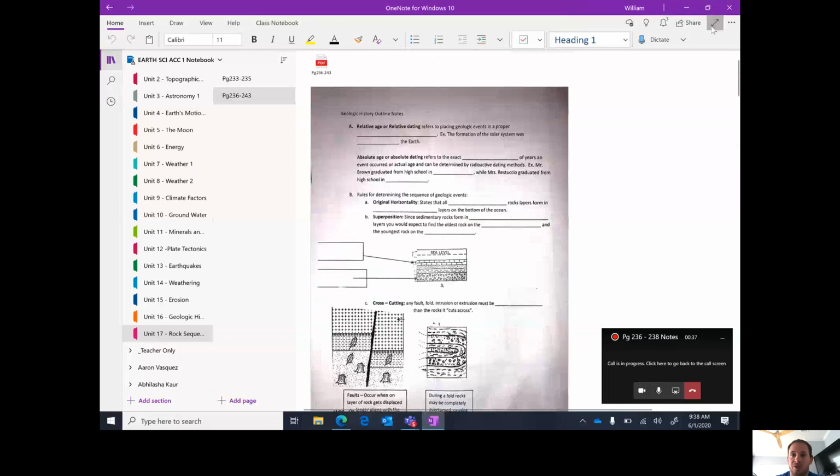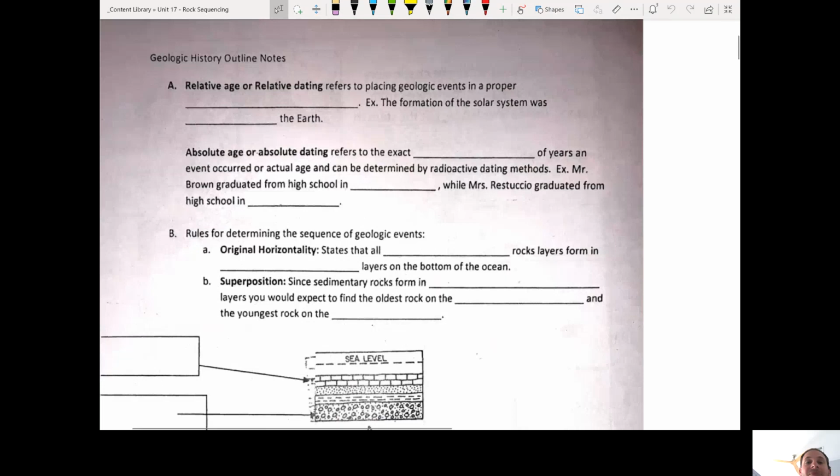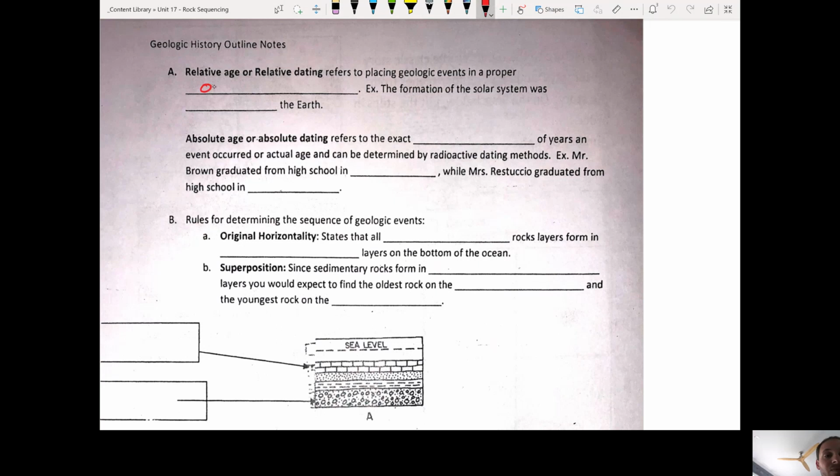All right. So we've been talking about geologic history, and what we're going to be looking at today is how do we date rocks and different methods of dating. Okay, so there's two types of dating. There's relative dating and absolute dating. When we date something relative, we're just placing events in proper order. Okay, we're not actually giving a number to the event. We're just saying the solar system formed before the Earth, right?